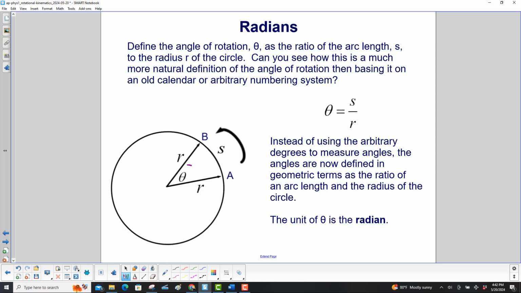Define this angle of rotation theta as the ratio of the arc length S to the radius r of the circle. And here's what it's going to be. Theta is equal to S over r. Can you see how this is a much more natural definition of the angle of rotation than basing it on an old calendar or arbitrary numbering system? Instead of using the arbitrary degrees to measure angles, the angles are now defined in geometric terms as the ratio of an arc length and the radius of the circle. The unit for theta is the radian.